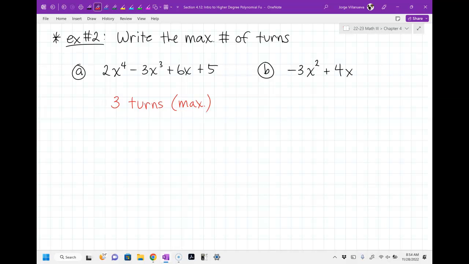So what about part B? 1 turn only, right? Just 1 turn. 1 turn maximum. Okay? Now, can anybody tell me part A, what would I call it if I wanted to know its name, like what we just did in the previous ones, by the degree and the number of terms? What would I call part A? It is a polynomial, but is it linear, quadratic, cubic, quartic, or quintic? Quartic, right? It's a quartic polynomial. What about part B?